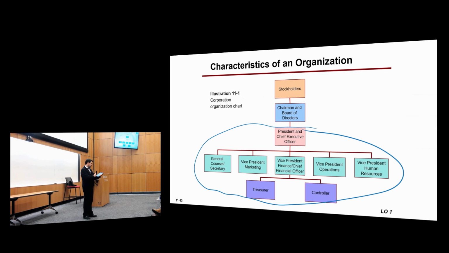So the controller is like the chief accounting officer. The controller would have to prepare the financial statements. Okay, make sure that financial accounting numbers are correct. They prepare financial statements. They make sure that they are complying with internal controls, etc. The treasurer is the one who actually keeps custody of assets, of the company's assets.